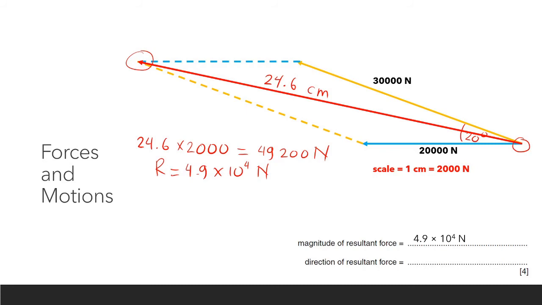Now, for direction of resultant force, measure the angle between the red line and the blue line, which is 12 degrees, or the angle between the red line and the orange line, which is 8 degrees. You have to use protractor to measure these angles. Your answer can either be 12 degrees from 20 kilonewton force or 8 degrees from 30,000 Newton force or 30 kilonewton force.